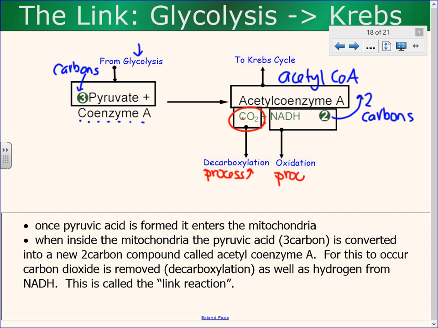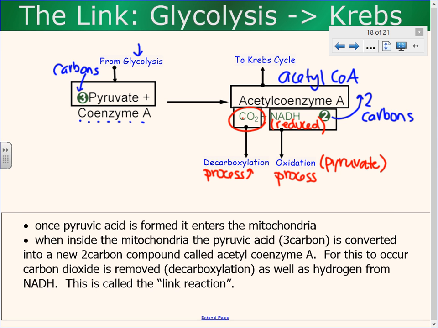The other process that happened was oxidation. I oxidized pyruvate so that I could reduce a molecule and get NADH. So just so we're clear, pyruvate is what got oxidized. NADH is the reduced thing that I made because of that. So pyruvate gets oxidized, pyruvate gets decarboxylated, and the result is that I have acetyl coenzyme A. It has 2 carbons instead of 3.